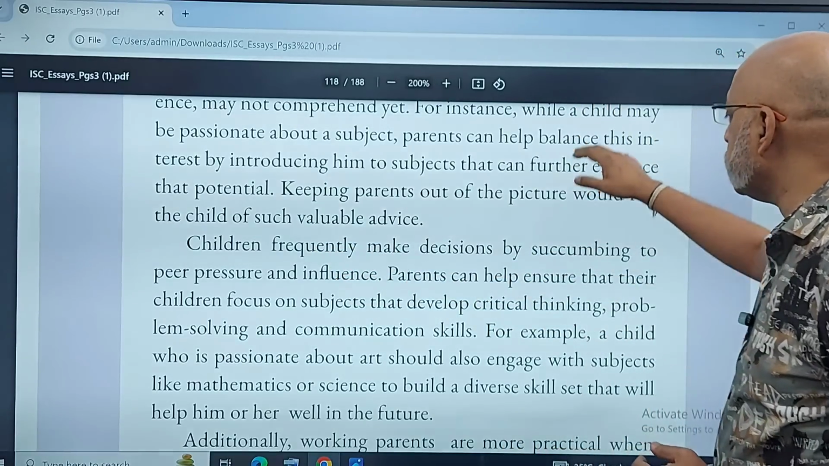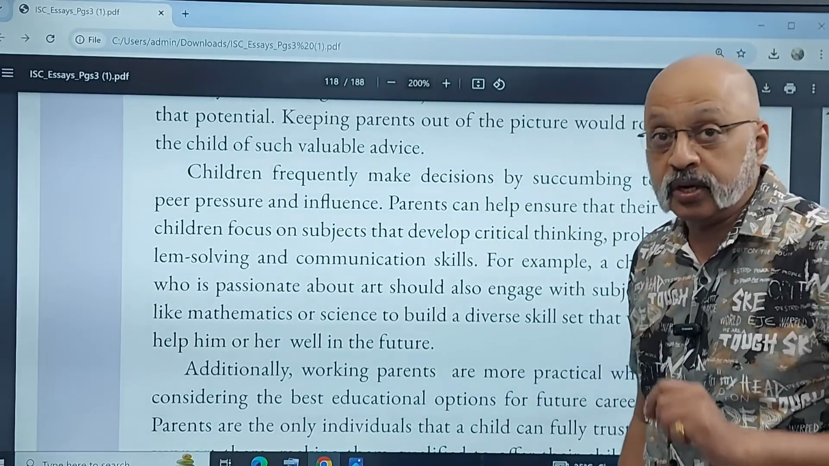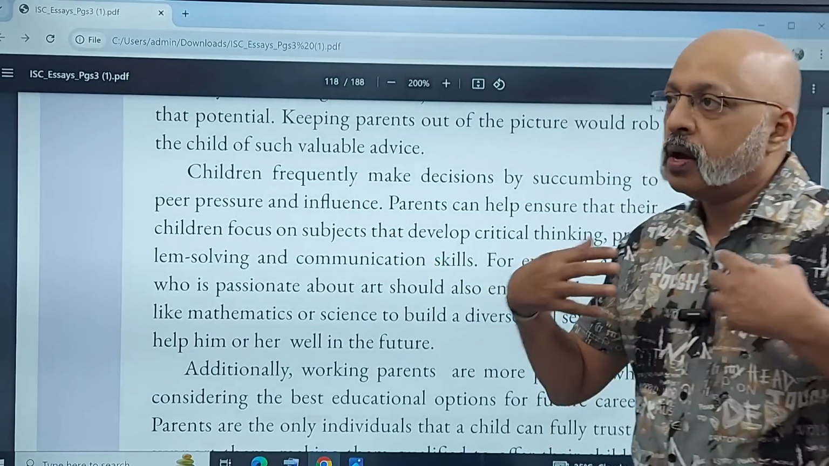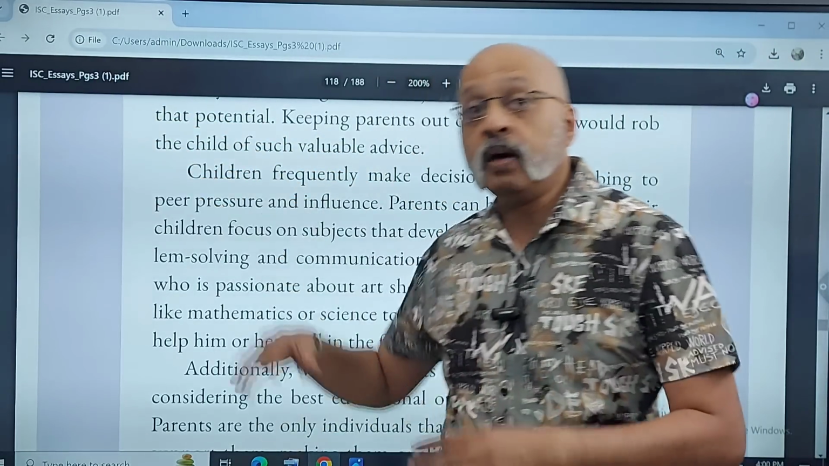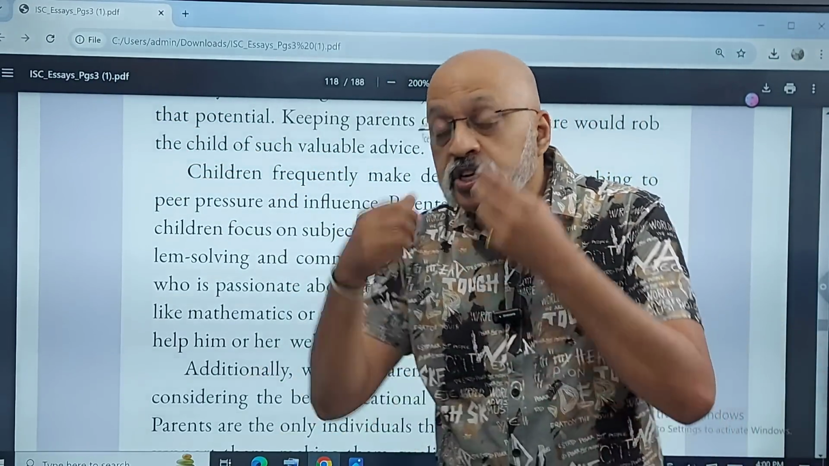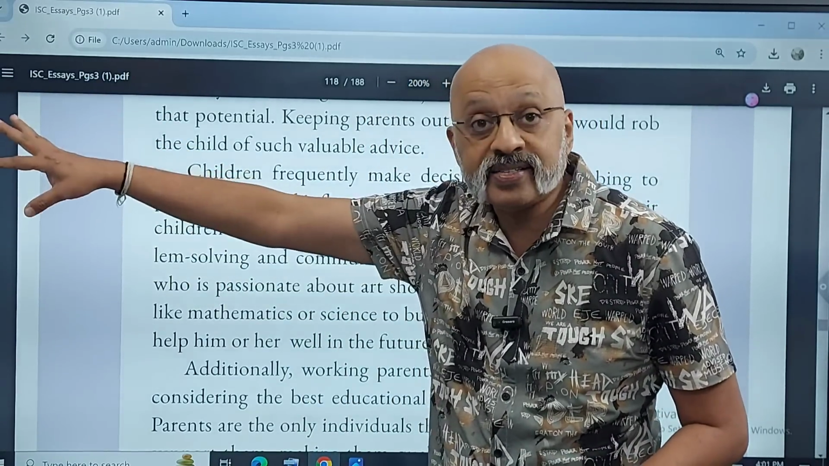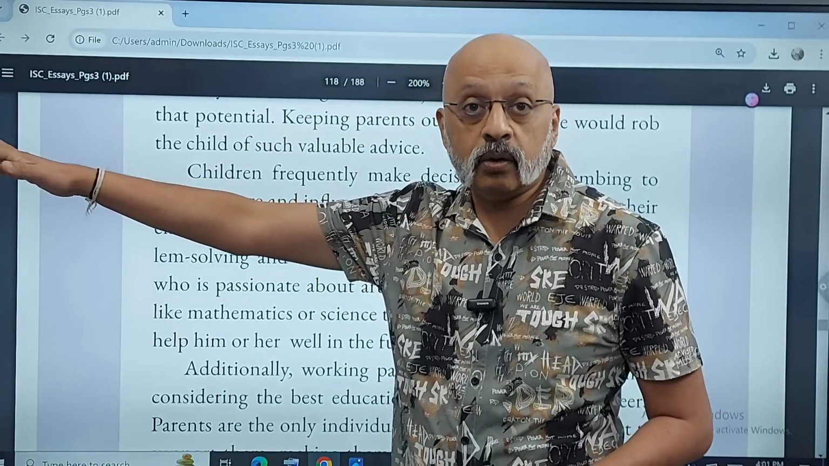Children frequently make decisions by succumbing to peer pressure. The second point is about peer pressure and influence. You know, my friends are all writing JEE, so I also write JEE, even though I have zero interest in engineering. My friends all want to go to NDA, they are writing the NDA exam, so I also write the NDA exam, right?